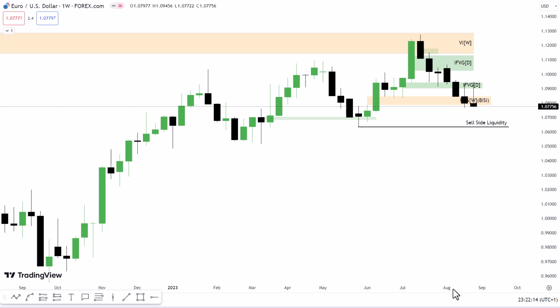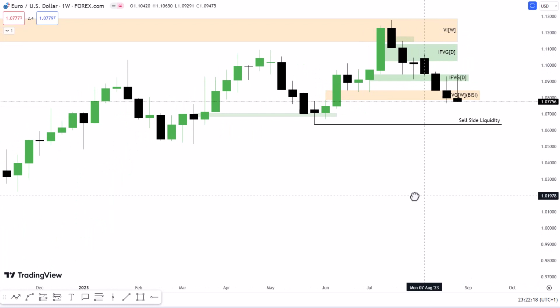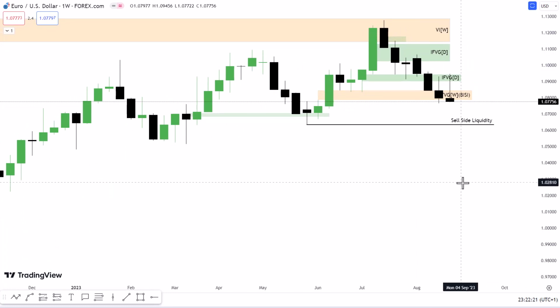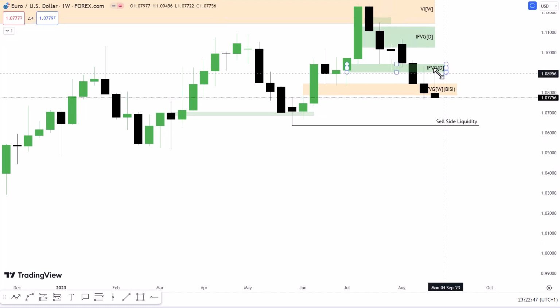Now the question is, what is my bias for euro dollar this week? I am still bearish. Remember, I walked you through how we will be seeing lower prices right after we hit this high, and last week this was our price action before last week, and I said I would like to see this sell side taken out. I said I was bearish last week, and then we saw price traded up to this point.